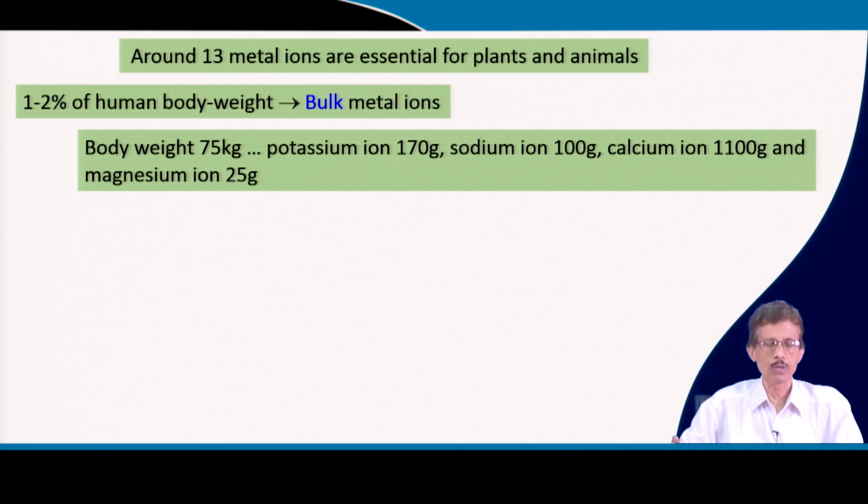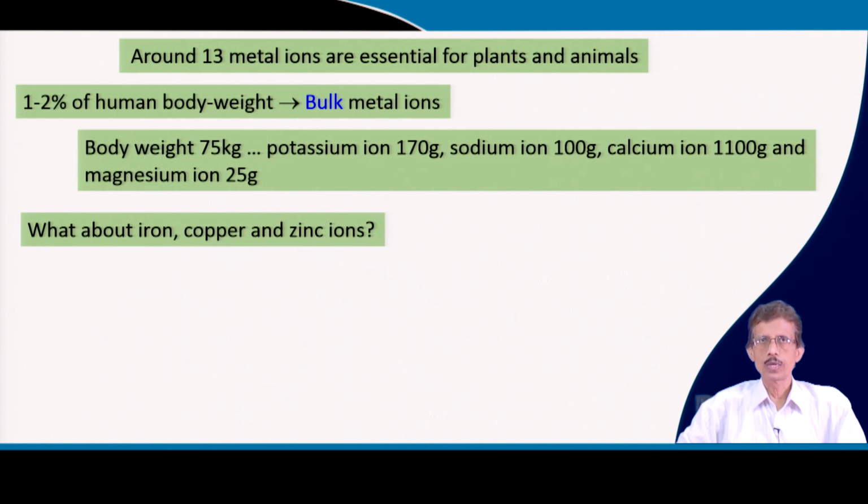So, for that particular body weight, we can have this much potassium, this much sodium, this much calcium, and this much magnesium. The average amounts of these are available to us. Starting from calcium, which is the highest one, for your bones and teeth, which is 1100 grams, to magnesium, which is only 25 grams.